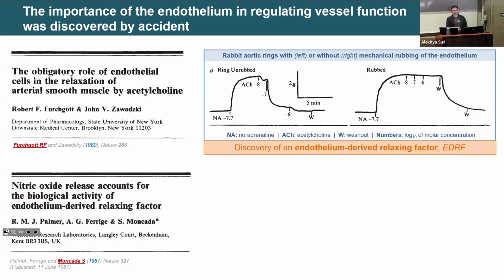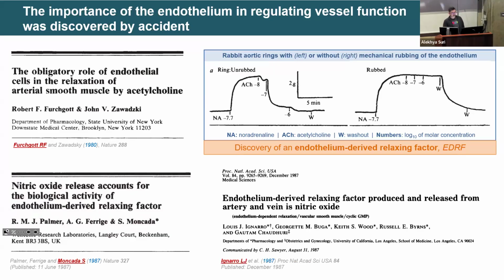And I'm not going to show you the details of the papers because it's boring and sort of arcane, but they published this. In December of the same year, 1987, in a different journal, Louis Ignarro and his colleagues published another paper in which basically they claimed the same thing. Endothelium-derived relaxing factor produced and released from artery and vein is nitric oxide. In other words, a completely separate group of investigators discovered the same thing, which is something that happens quite a lot in science, right? People discover things independently of each other.